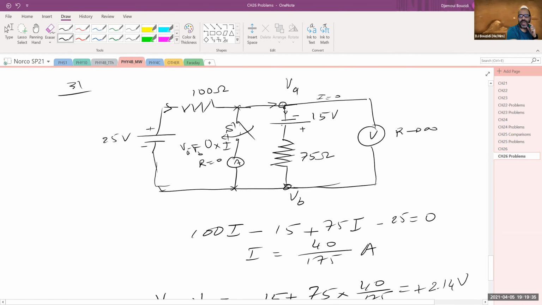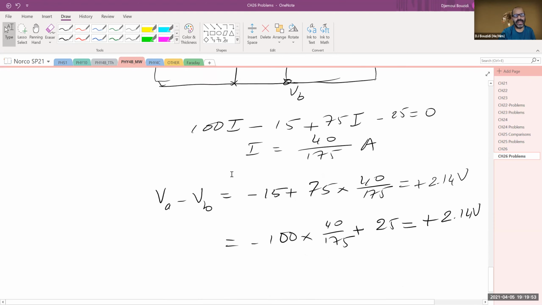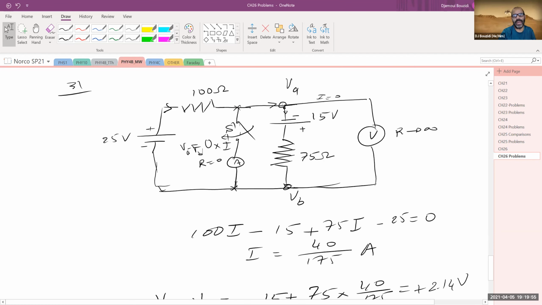So VA minus VB is zero. Yes, you have the convenience of calculating it this way, that way, or that way, but the easiest one is through the short. You short-circuited it in here by closing the circuit. So the voltage is going to be zero. So the voltmeter is going to be reading zero now, because VA and VB are exactly the same potential now, because they're connected via a wire.